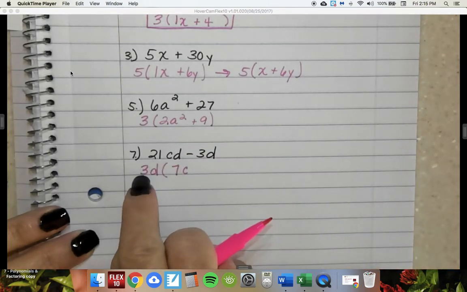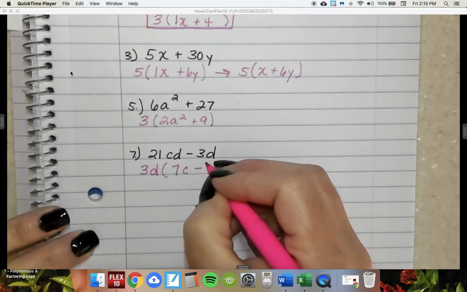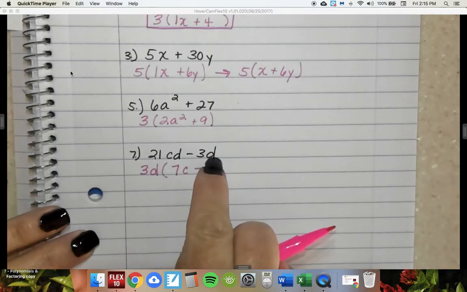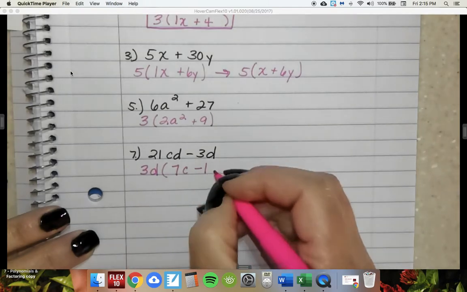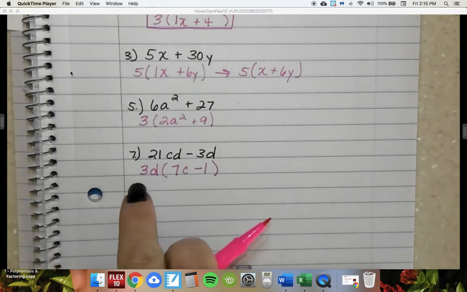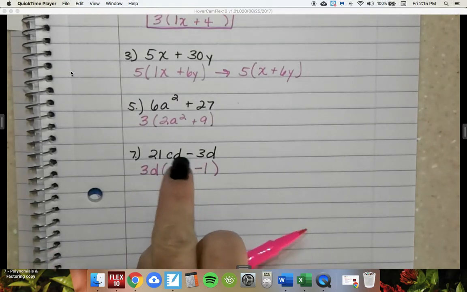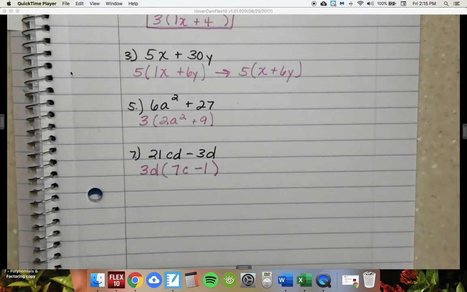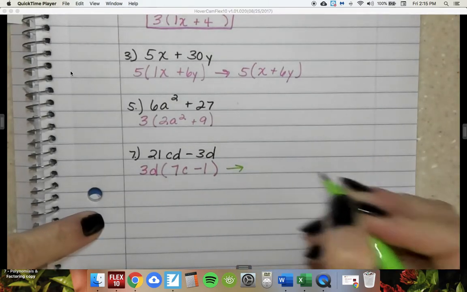Okay? If you take a 3 out of negative 3, that leaves a negative 1. And it had a D, but you took it out, so you're left with that. And guess what? If you were to redistribute this, if you were to do the multiplying, you'd end up right back here. In fact, if you want, I'll prove it to you. If you don't want, you can fast forward this part. Let me show you what happens if you distribute.